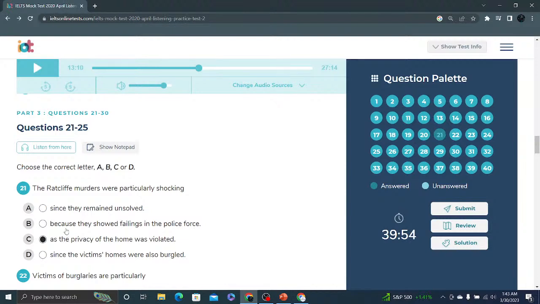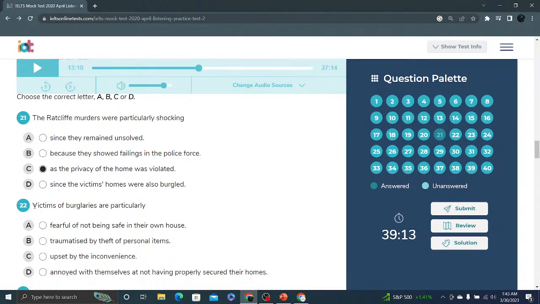Okay, as she was saying, the murderer or murderers, since there may be, as you know, have been an accomplice, invaded the sanctity of their victims' home to commit truly horrendous crime. Okay, so there are the privacy. That means the privacy of the home was violated. Okay, so see the answer. Now we are going to listen for question number 22.